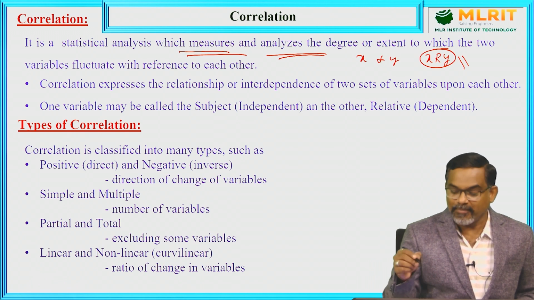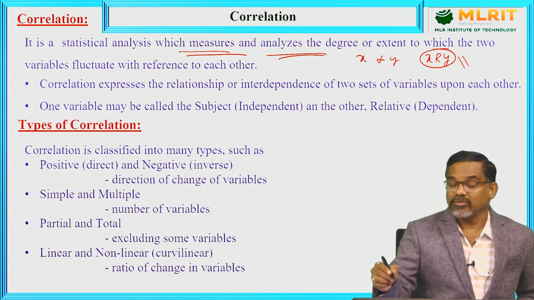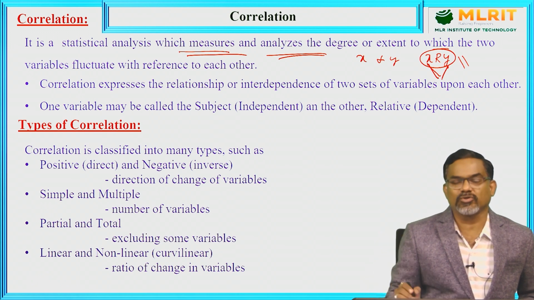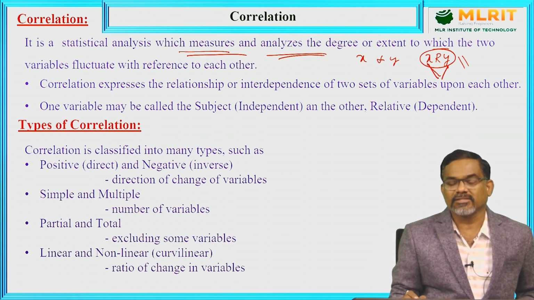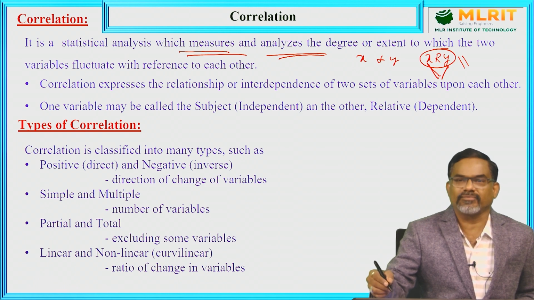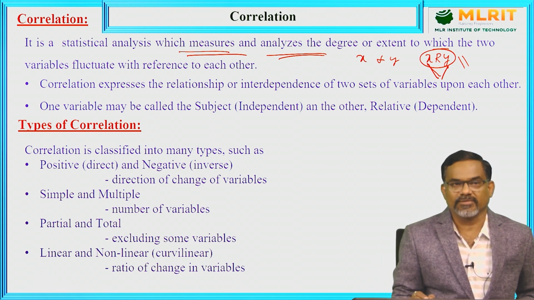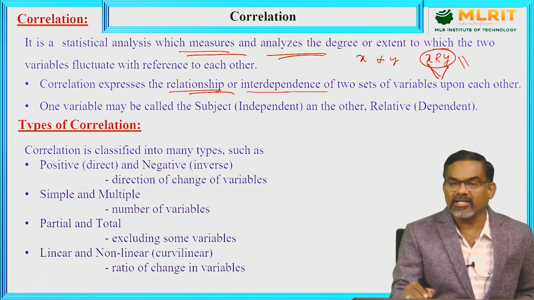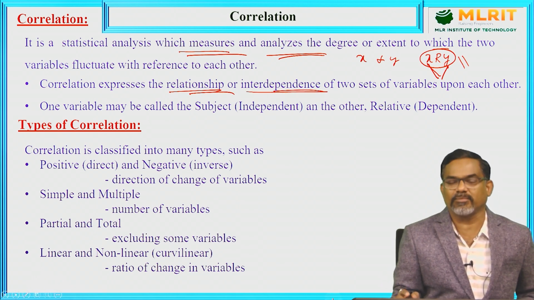Here we measure how close the two variables are to each other. That means how much they are close. So, we calculate the magnitude of the relation between two variables. So, correlation expresses the relationship or interdependence of two sets of variables upon each other.